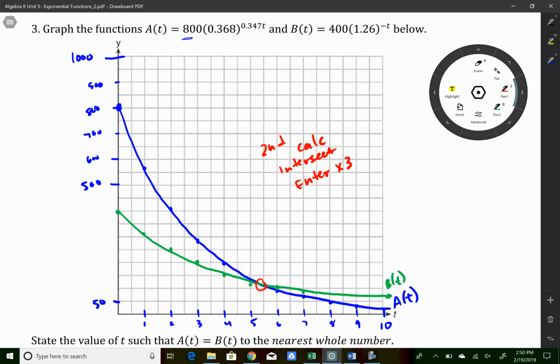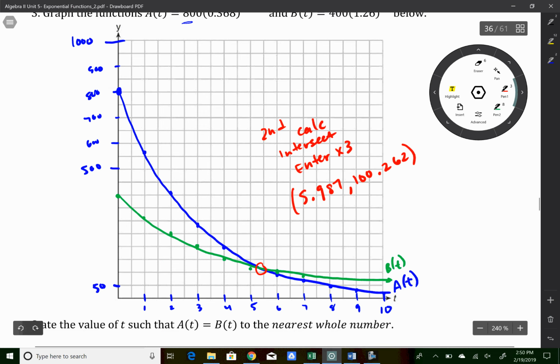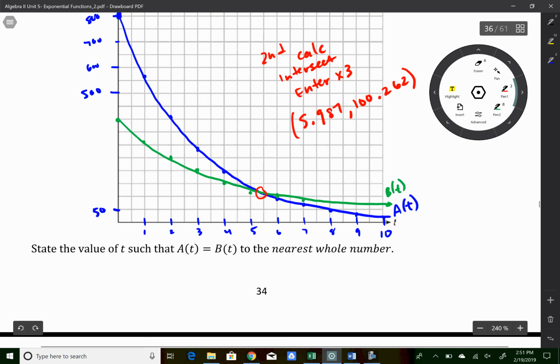And we can see our point of intersection is at 5.987, comma 100.262. I'm just rounding to 3 decimal places. It does ask us to find the value of t that makes this work. So the value of t is just the x value, nearest whole number, so t equals 6.